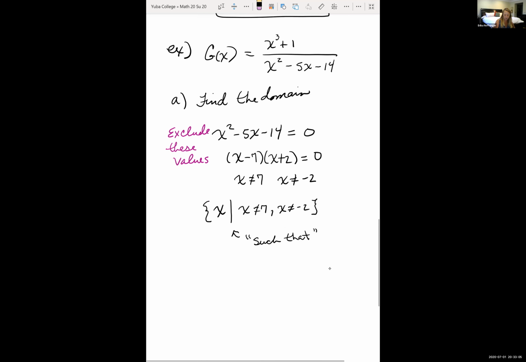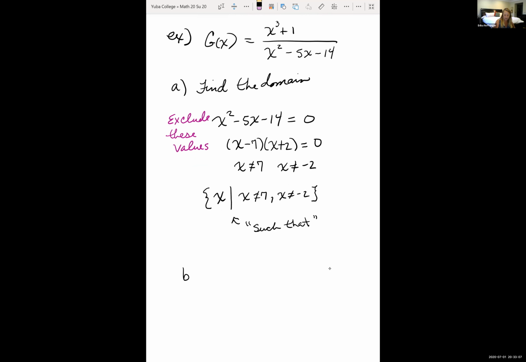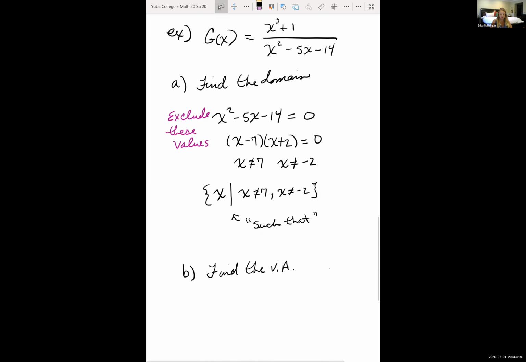Okay, so part B, let's find the vertical asymptotes. Again, vertical asymptotes occur when the denominator is equal to 0, but not also the numerator. And so it's helpful to be able to factor both the numerator and denominator if possible.